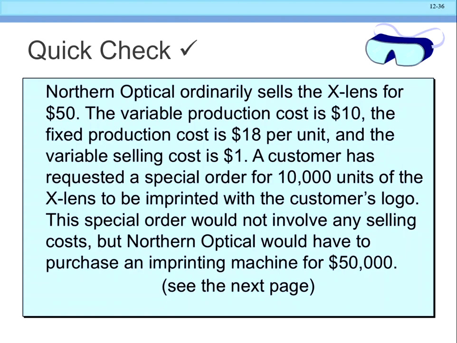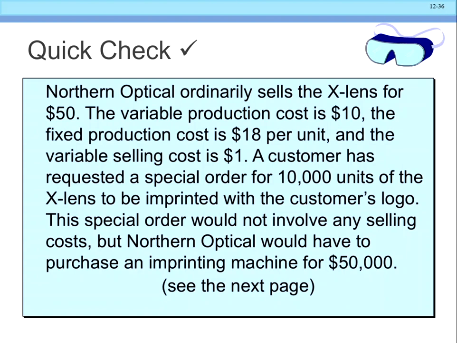However, notice that this is an avoidable fixed cost, because if they decide not to accept the special order, they can avoid that 50,000. The 50,000 is needed by the customer to have a logo printed on the X lens. So that's a fixed cost, but that's a fixed cost that is avoidable. And because it is avoidable, it becomes a relevant cost.